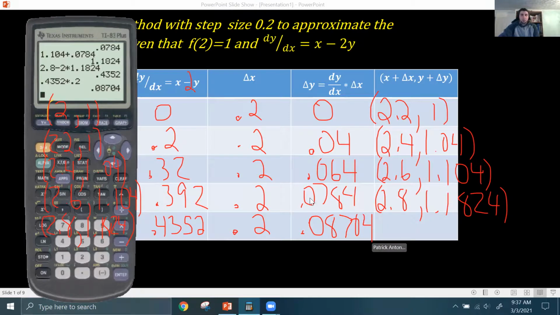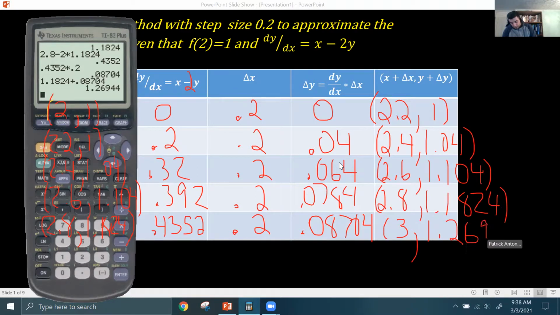Now, word of caution at this step. I know we have several decimal places. You want to go out as many decimal places as you can until you get to your final answer. So now the new x value is going to be 2.8 plus 0.2, or 3, and the y value is going to be 1.1824 plus our delta y, 0.08704, and that gives us 1.26944.